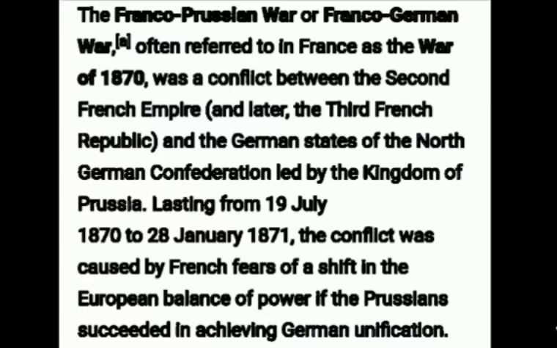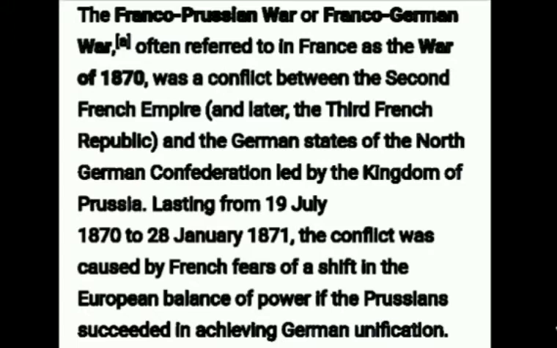This war lasted from 19 July 1870 to 28 January 1871. It was about one year of war. The conflict was caused by French fears of a shift in the European balance of power if the Prussians succeeded in achieving German unification. So why did this war take place? Because of French fear that the European balance of power would shift into the hands of Prussia if it unified with the German nation. That was the main reason for the war.